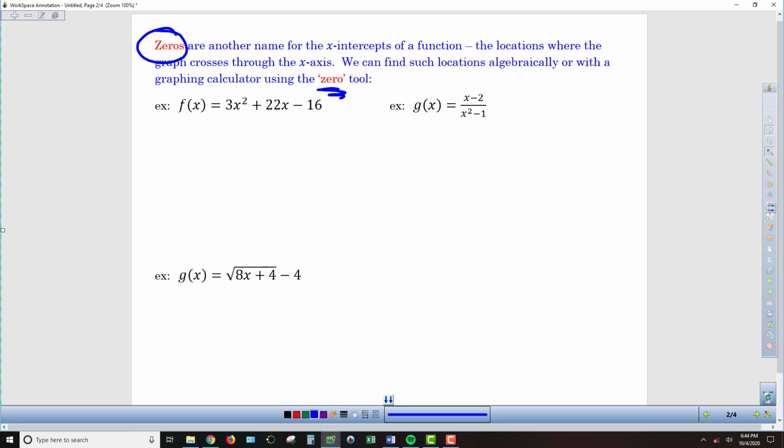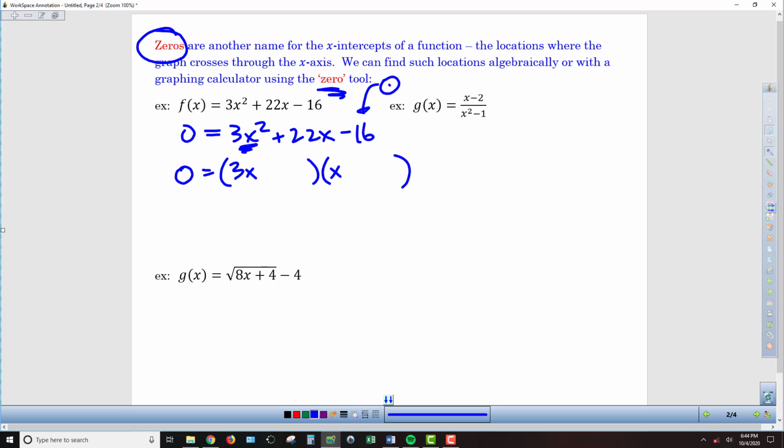But in the case of any of these functions, what we can do is set the function equal to 0 and then solve the equation for x, and that will give us the input or inputs at which 0 is the output. In this case, if I want to try to factor this, I'm going to go 3x and x, because we have to multiply to make the 3x squared. We know we're going to need one positive and one negative, because we're multiplying to make a -16. And we need to add to make 22. Now it's not two numbers that multiply to make 16 and add to make 22, because this 3 is involved, so it's a little bit more complicated process for us.